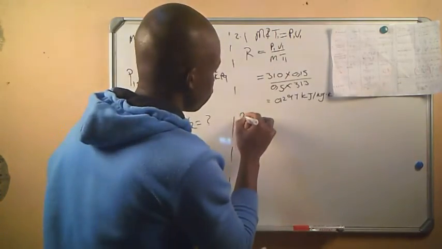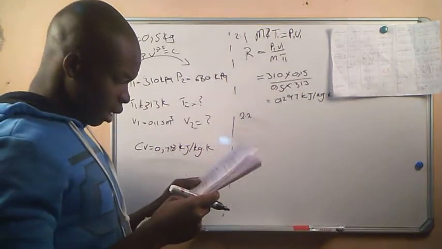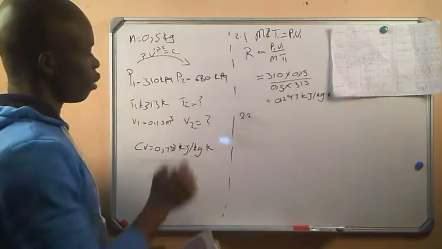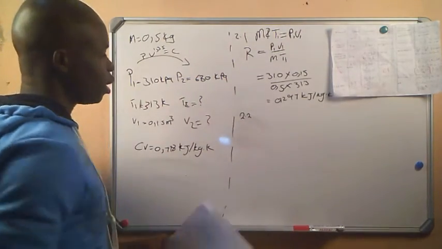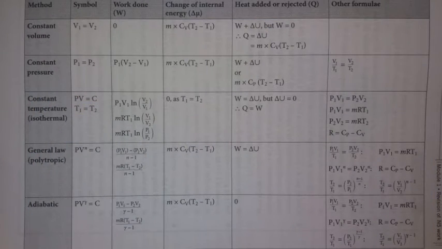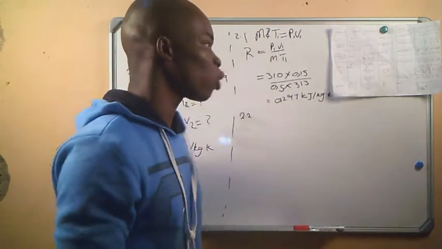Let's look at the second one. Calculate the final temperature. This is what they are looking for here. They are looking for T2. Like I said in the previous video, every time you are doing an exercise, make sure you have your table by your side. So I have mine mounted on the board here, to make sure that you do things quickly and as correctly as possible.